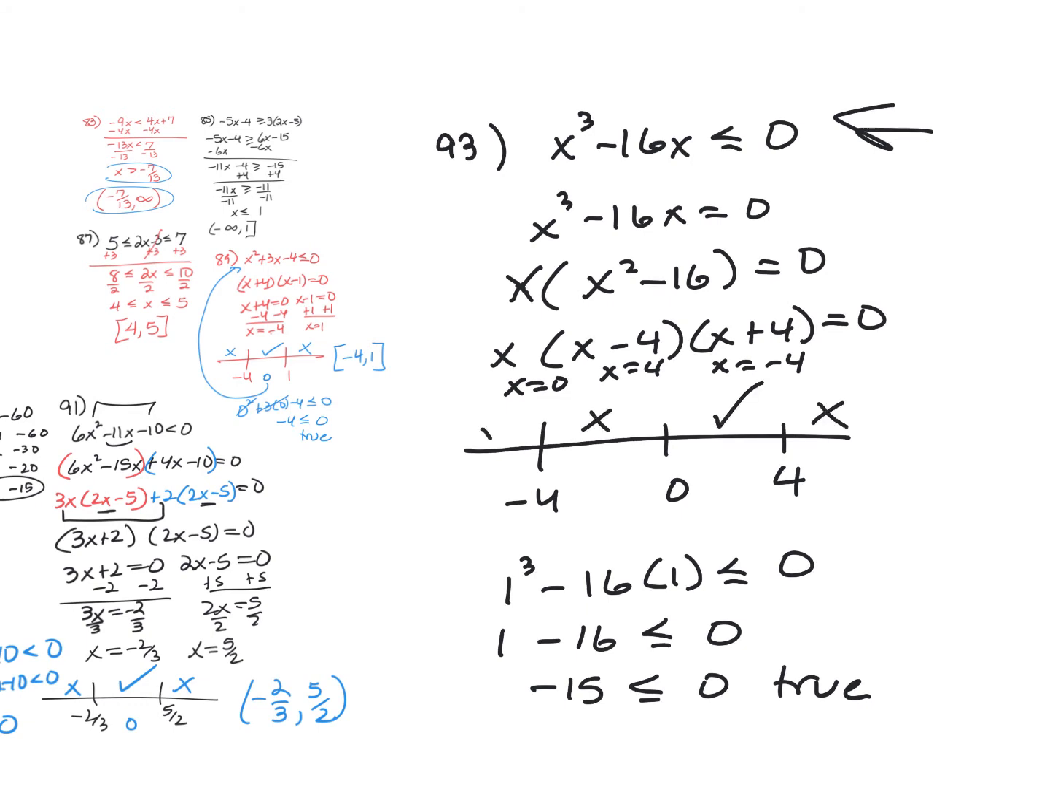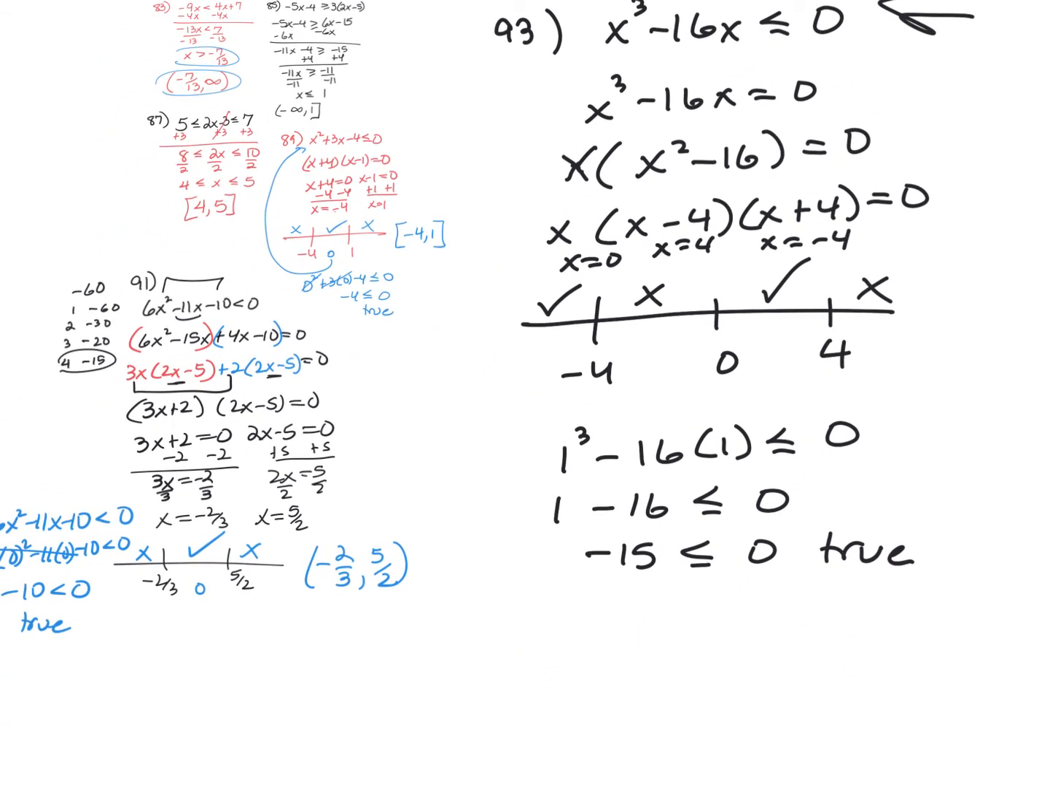X, X, check. So in interval notation, our answer is going to be written as, and again, remember this is negative infinity. Infinity would be here. So we have from negative infinity up to negative 4. And the original symbol was a less than or equal to. So it's a bracket. And then I'm going to union that with the 0 to 4.